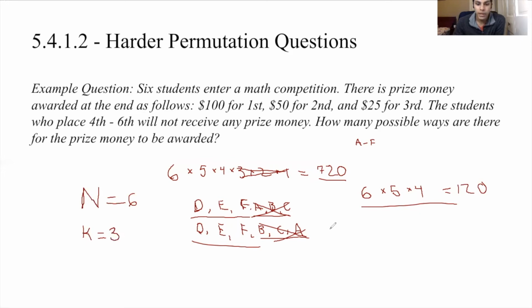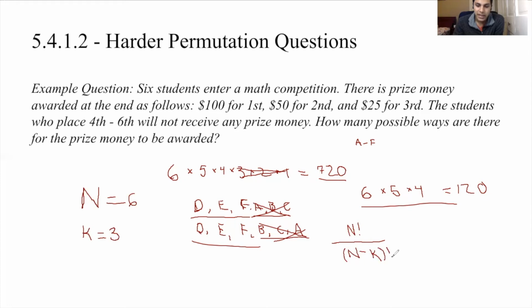Then our formula would be n factorial, right? Because we took 6 times 5 times 4 times 3 times 2 times 1, and then divided by n minus k factorial.